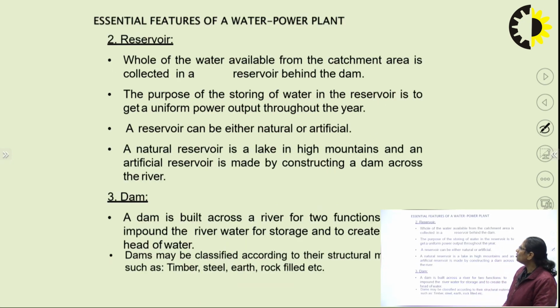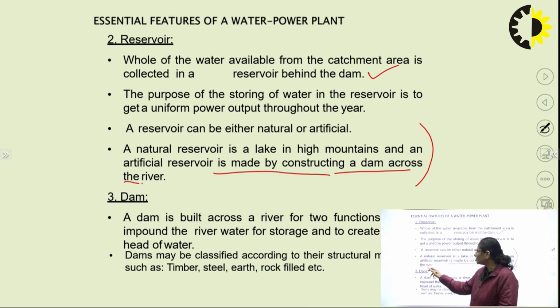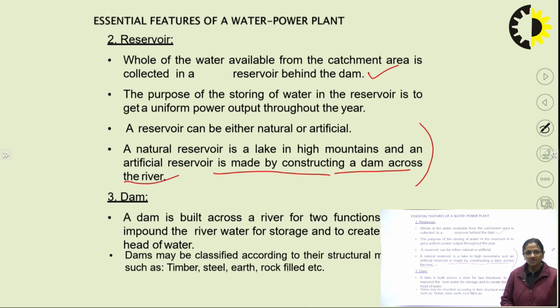The reservoir: the whole of the water available from the catchment area is collected in a reservoir behind the dam. The purpose of storing water in the reservoir is to get a uniform power output throughout the year. A reservoir can either be a natural one or an artificial one. A natural reservoir is a lake at high mountains, and an artificial reservoir is made by constructing a dam across the river. Let us see what the dam is.